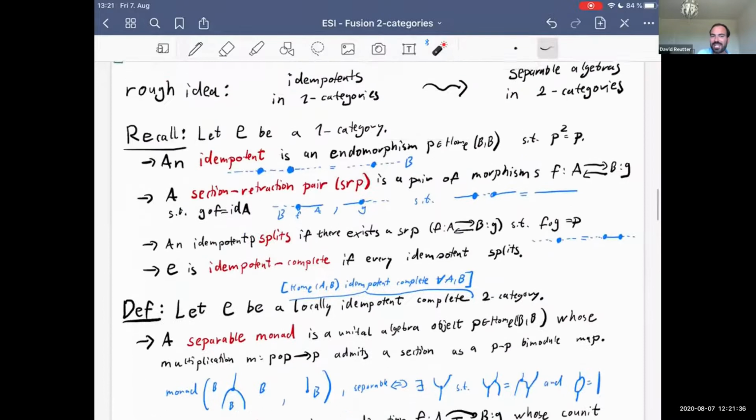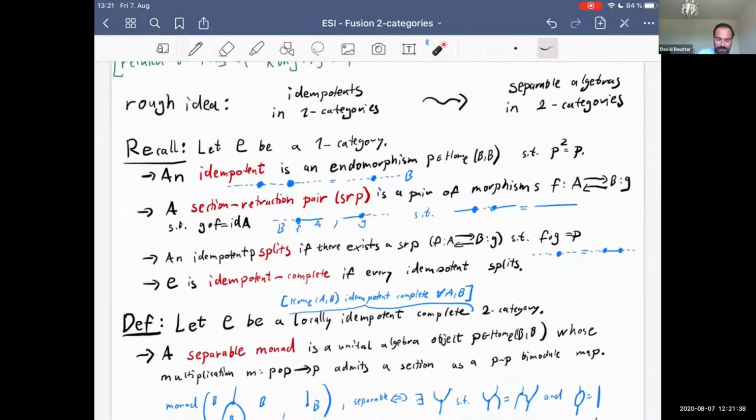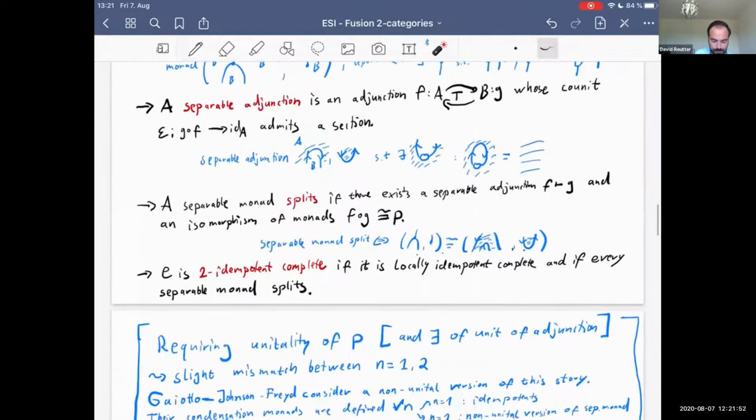We don't really see something like a unit for this idempotent, right? We have an equality between p squared and p that corresponds to the multiplication, the map which goes from p squared to p for the monad. But we don't really have a map from 1 to p, because that would just say I have an equality between 1 and p.